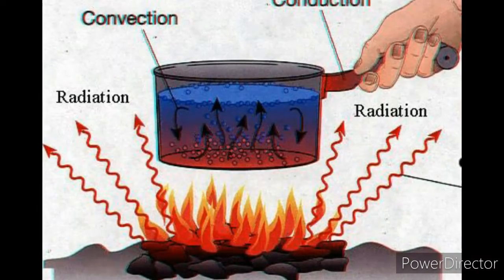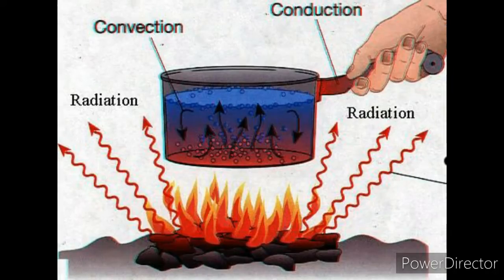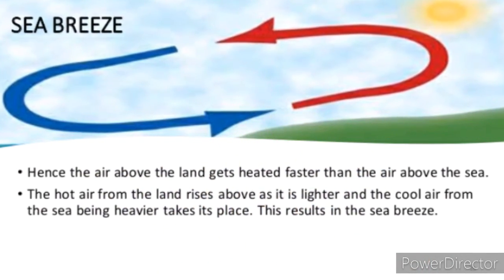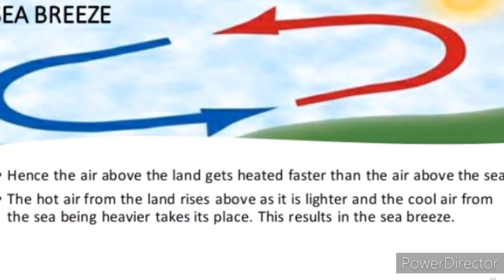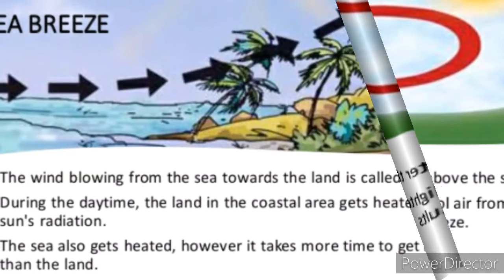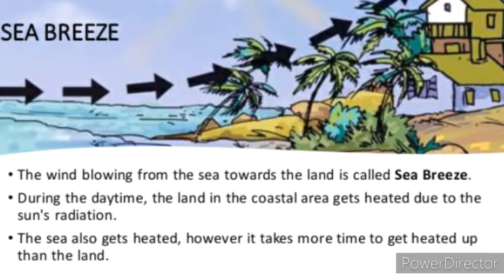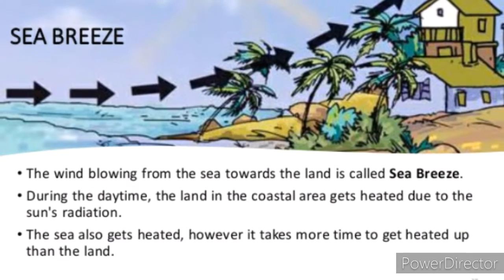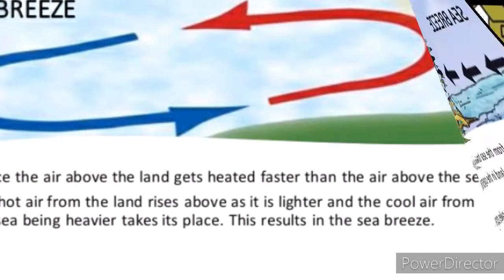Moving on to sea breeze. The people living in the coastal areas experience an interesting phenomenon. During the day, the land gets heated faster than the water. The air over the land becomes hotter and rises up. The cooler air from the sea rushes in towards the land to take its place. The warm air from the land moves towards the sea to complete the cycle. The air from the sea is called sea breeze. To receive the cooler sea breeze, the windows of the houses in coastal areas are made to face the sea.